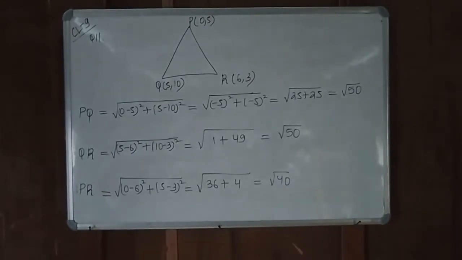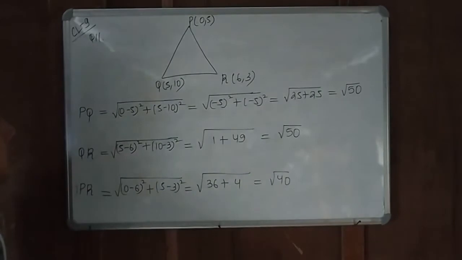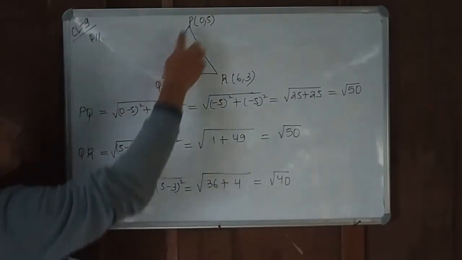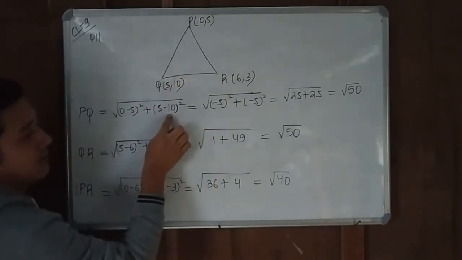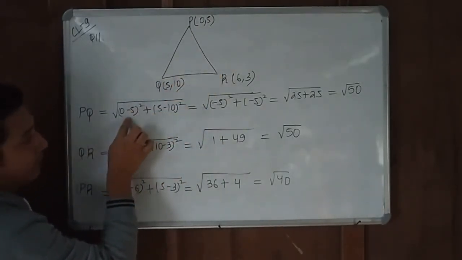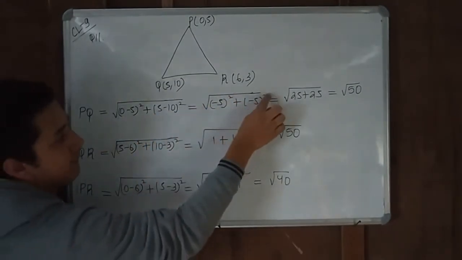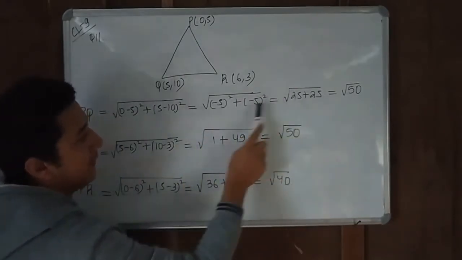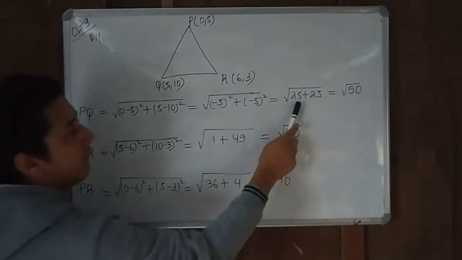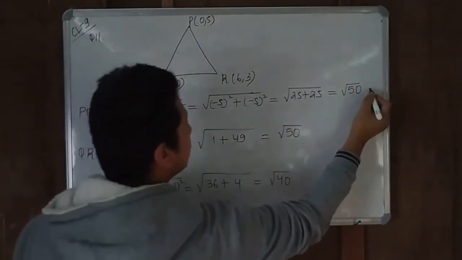Alright boys, so I told you to find the distance between PQ, QR and PR. To find the distance, it's very easy. We'll just use the distance formula. PQ: (0 minus 5) squared plus (5 minus 10) squared. 0 minus 5 is minus 5, squared; 5 minus 10 is minus 5, squared. 5 fives are 25, 5 fives are 25, a negative square is positive. 25 plus 25 is root 50, keep it as it is, root 50.